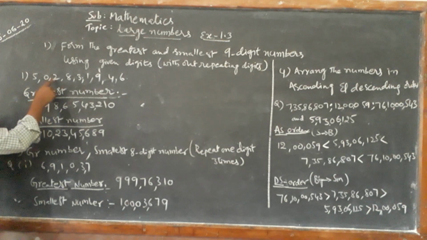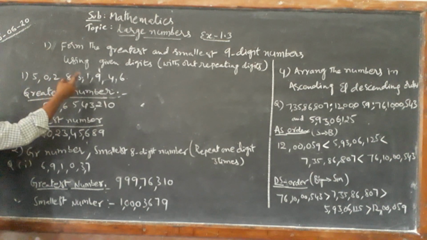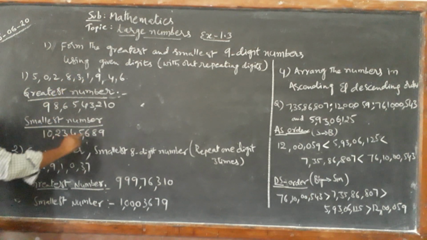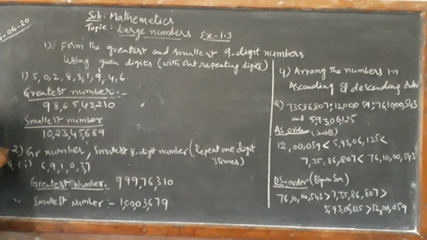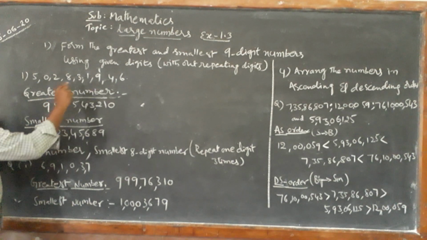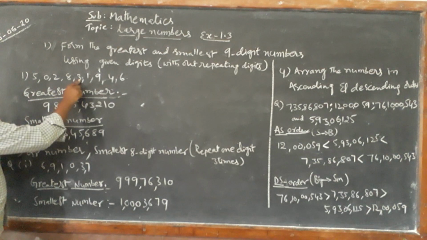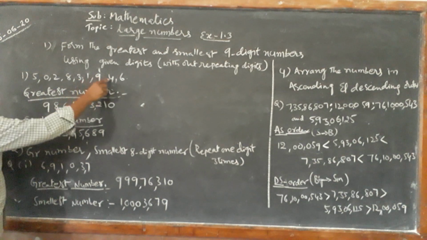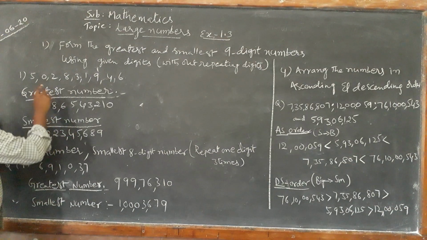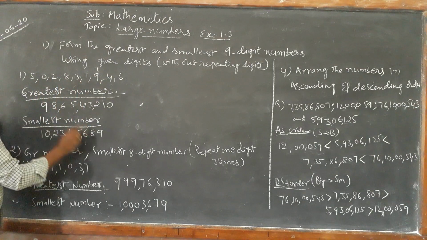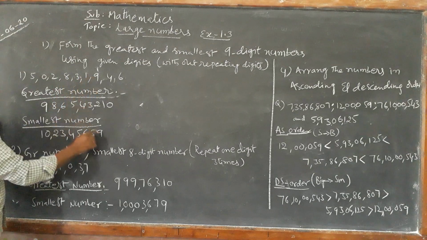Now the next smallest digit out of all is 2. Next one is 3. So in such an increasing order. Writing in increasing order, then only you will get the smallest number. Next to 3, 4. Next to 4, 5. Next to 5, 6. And then next to 6, 8. After 8, 9.